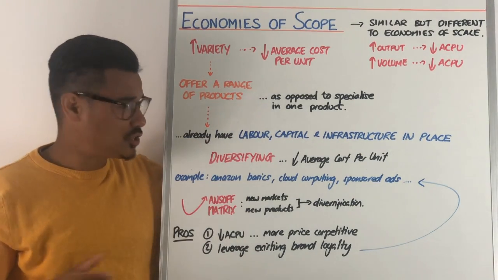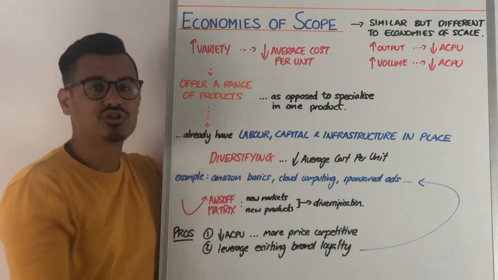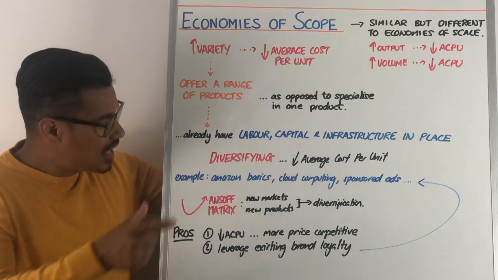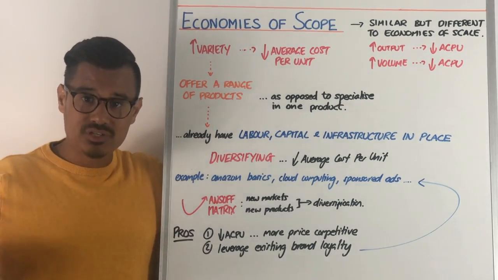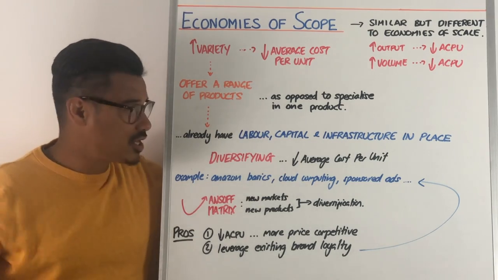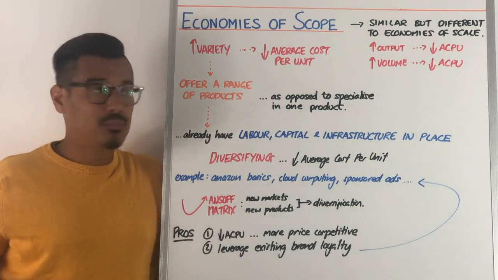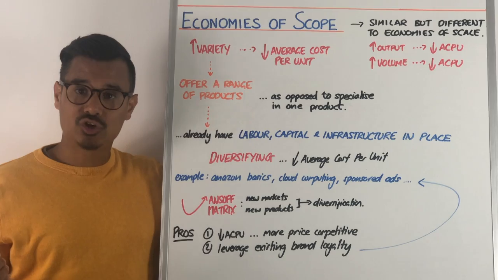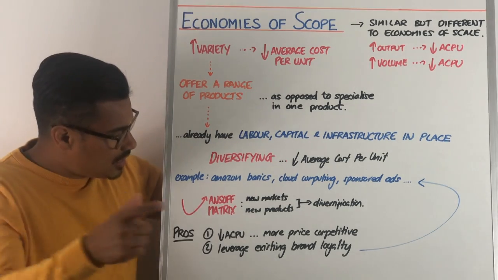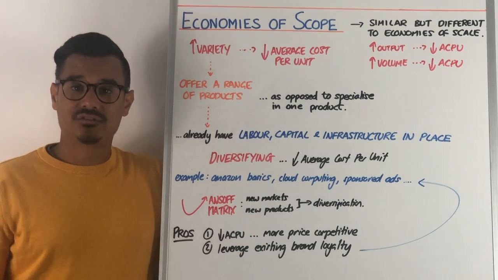Now, this is closely associated with diversification, because if you diversify, then there's an argument that it would reduce your average cost per unit. An example of a business that does this incredibly well is Amazon. Amazon offers Amazon Basics, Amazon Essentials, cloud computing, sponsored ads. All of these are examples of economies of scope because they're able to bring down their average costs as a result of this.